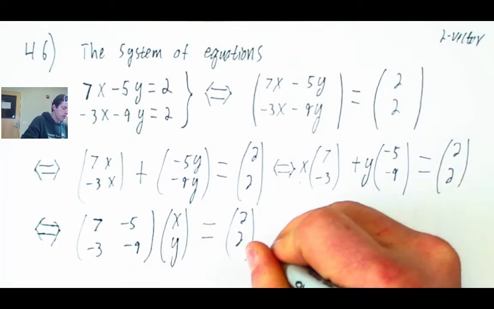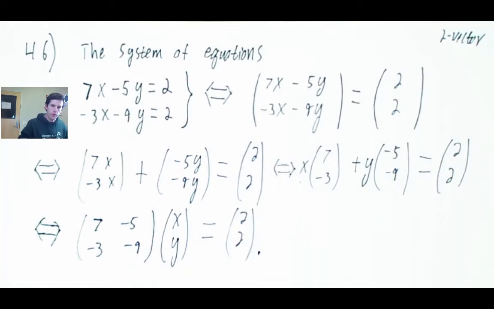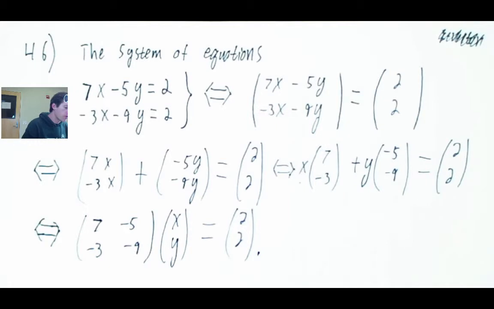That's a sentence. Now if you read it, it's quite a difficult sentence to read, and indeed even the logic of it is quite difficult to follow. The system of equations, 7x minus 5y is equal to 2 and negative 3x minus 9y is equal to 2 is equivalent to the equation, the 2 vector whose first component is 7x minus 5y and second component is negative 3x minus 9y is equal to the 2 vector whose first component is 2 and second component is 2. Yes, see, it takes quite a bit of reading.